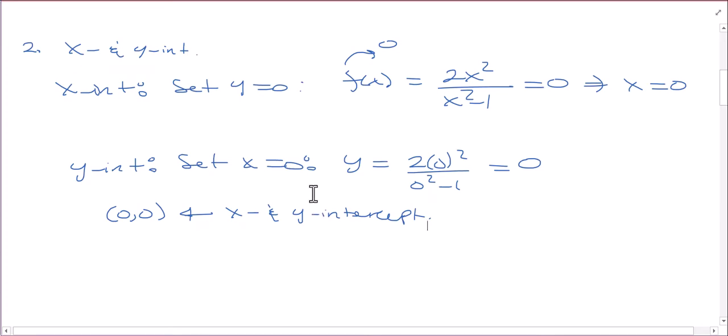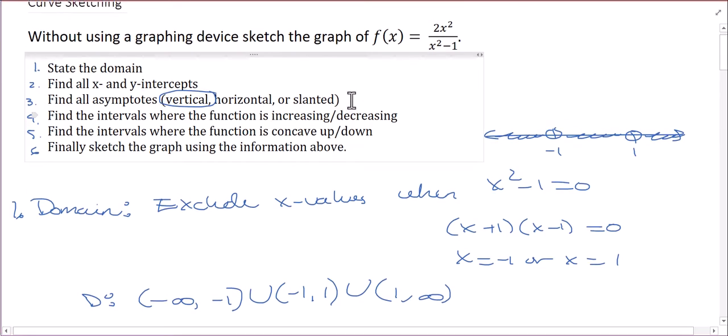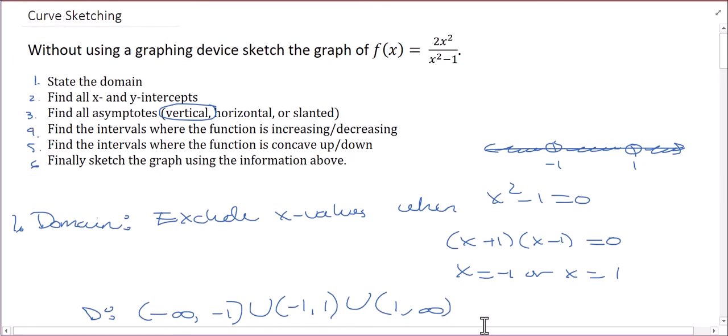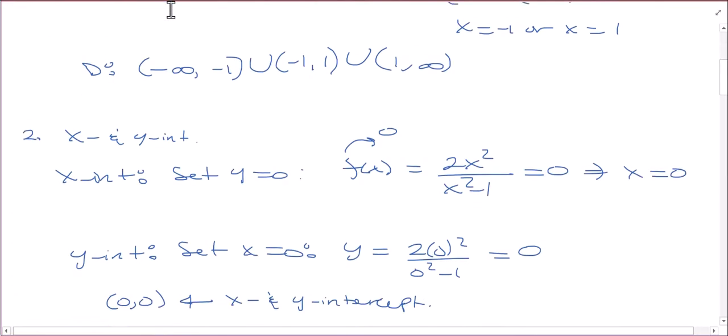And now to the third thing, which is find all asymptotes, vertical, horizontal, or slanted. So how do you know if -1 and 1 are asymptotes instead of holes in the graph? If it was a hole in the graph, that would mean that when I factor x minus 1 and x plus 1, I will have the same factor up here. So if I had something like x times x minus 1, then as I cancel those, that will create a hole in the graph. But that doesn't happen here. So that means that we have a vertical asymptote at each of those points.